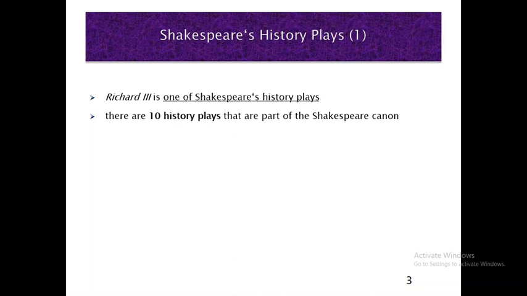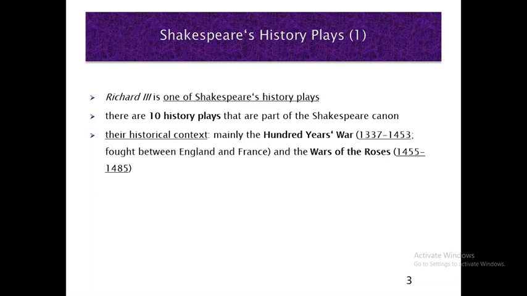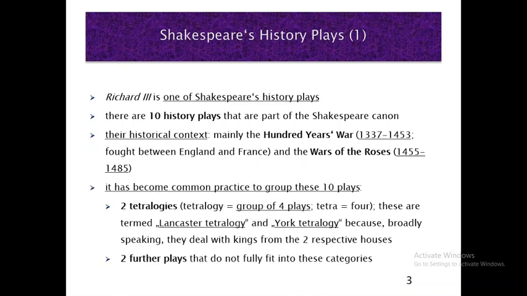Okay, I already said Richard III is a history play. So the question now is, what are history plays? There are 10 history plays that Shakespeare wrote, and their historical context is mainly the 100 Years' War and the Wars of the Roses. And these 10 plays are commonly grouped. There are two groups, two tetralogies.